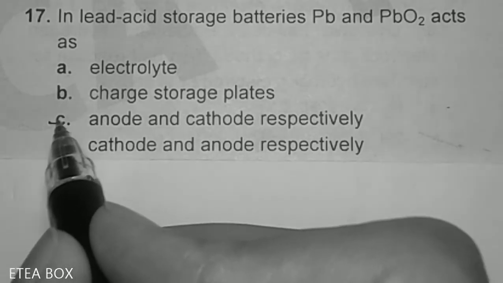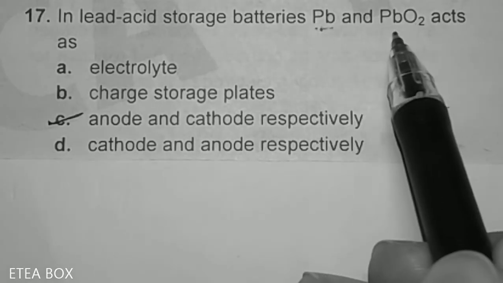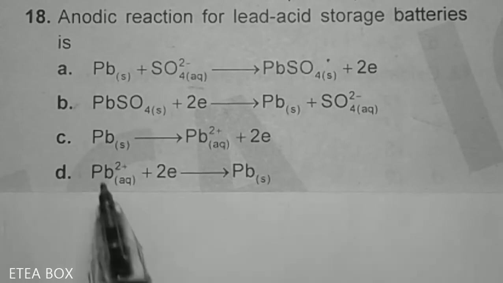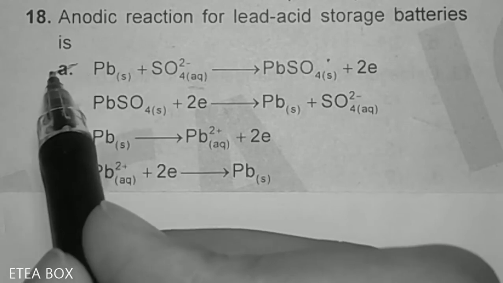Okay, so here option C is correct. This one acts as anode and this one acts as cathode. Okay, look at the next one. Anodic reaction for lead acid storage battery is, here option A is correct.